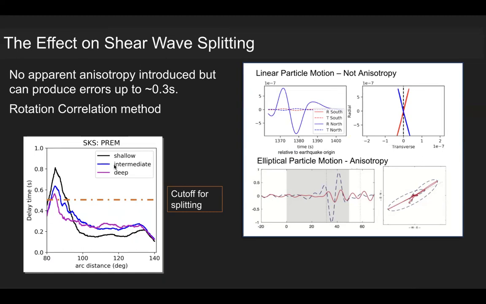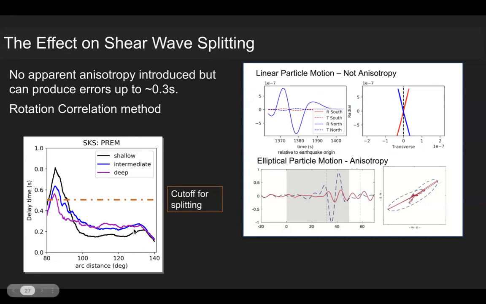But I just measured shear wave splitting of all of my observations using one of the methods, the rotation correlation method, just to see if a shear wave splitter could be tricked. They can't be, because your polarization is still linear. So if we see linear particle motion, we think that's no anisotropy. So you can't really trick it. So we see very low delay times, which is expected.